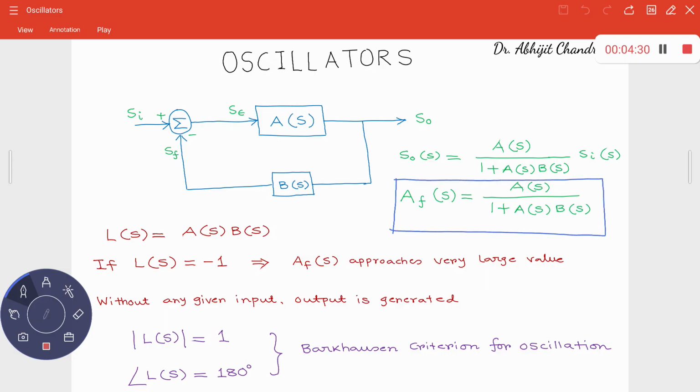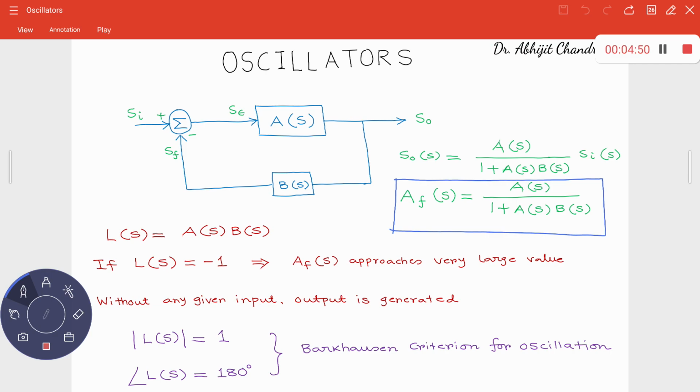A of F is equal to A by 1 plus AB. So that is the only thing that we are getting from the feedback expression. Now this entire thing, 1 plus AB, if you can remember, is known as the desensitivity factor.